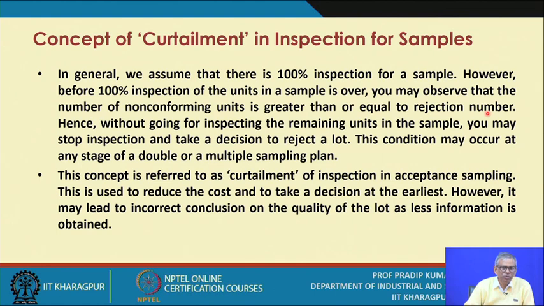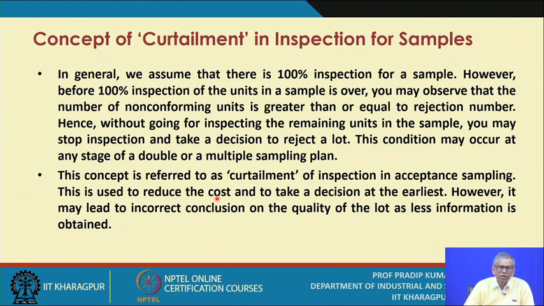If you follow this rule, this norm, it is referred to as the curtailment of inspection. Hence, without inspecting the remaining units in the sample, in this case the 15 remaining units, you may stop inspection and take a decision to reject the lot. This condition may occur at any stage of a double or multiple sampling plan also. Are you getting my point? So this concept is referred to as curtailment of inspection in acceptance sampling.